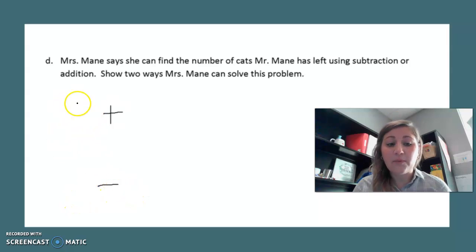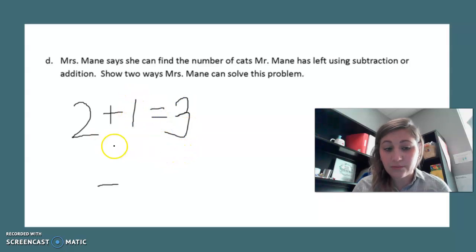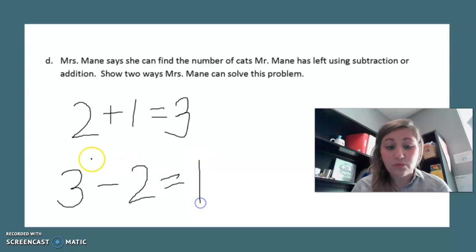So if you have the number sentence 2 plus 1 equals 3, you'll turn that into a subtraction sentence by writing 3 minus 2 equals 1. So notice how I'm using the same 3 numbers each time. 2, 1, and 3. 2, 1, and 3.